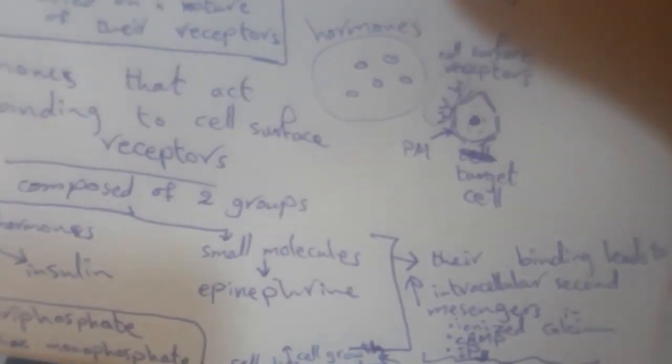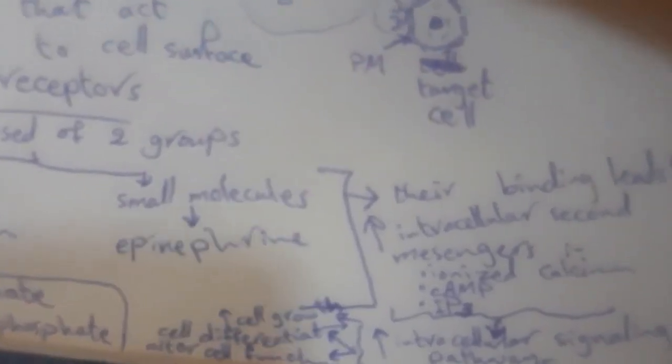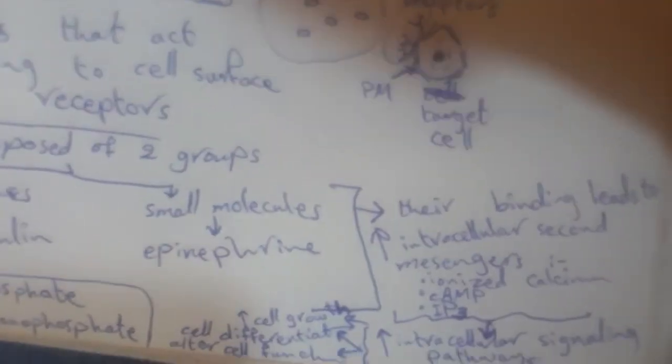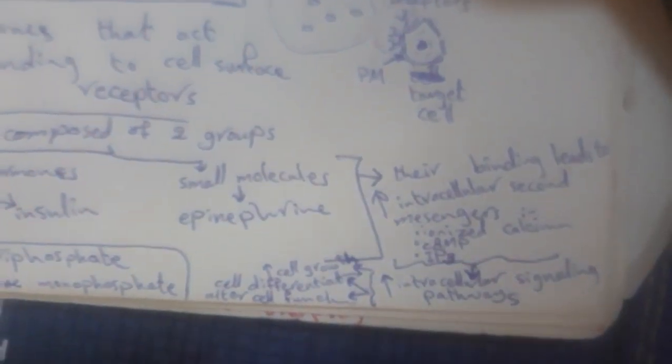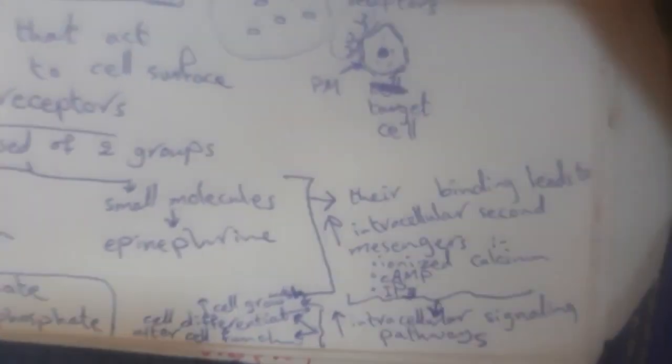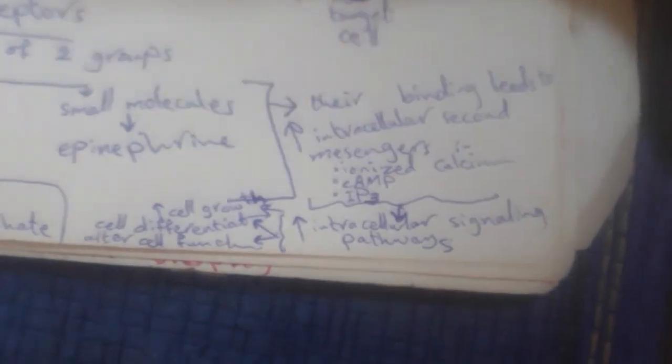Both of these groups bind to these receptors and lead to an increase in intracellular second messengers like ionized calcium, cyclic adenosine monophosphate, and inositol 1,4,5 triphosphate. These messengers lead to increased intracellular signaling pathways that lead to increased cell growth, cell differentiation, and altered cell function.